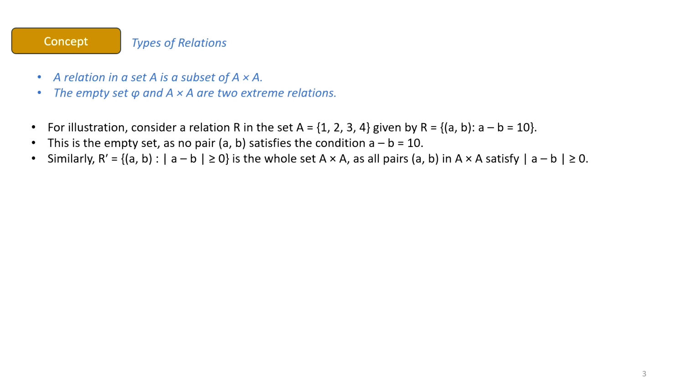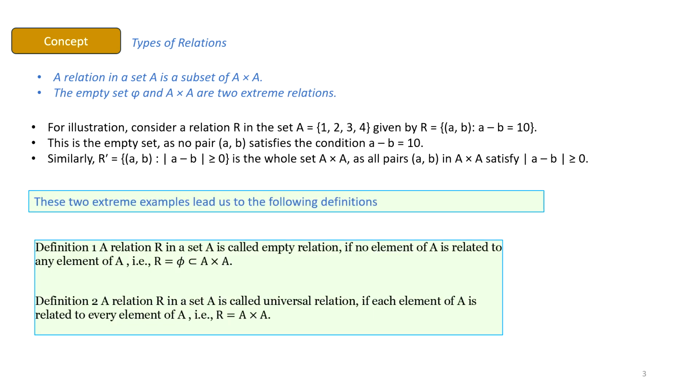Consider a set A with four elements 1, 2, 3, and 4. Consider a relation R with two elements a and b. The relation R is defined such that a minus b is equal to 10. This will be a null set, as no pair a and b can be defined where a minus b is equal to 10. These two examples lead us to the following definitions.